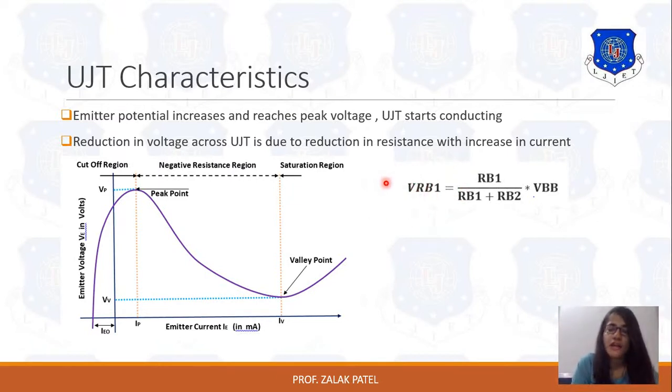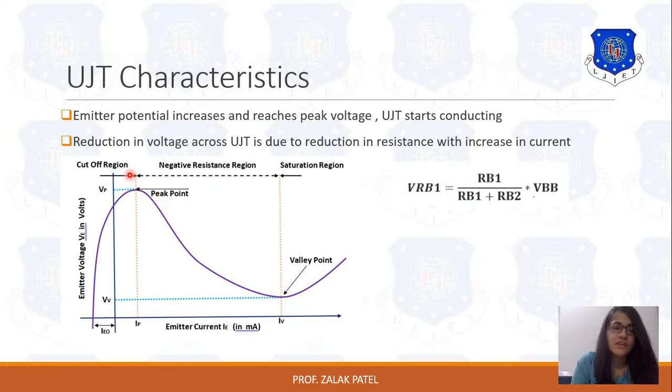Now how does it help in conduction? When this voltage is equal to this factor RB1 upon RB1 plus RB2, which is called eta, the intrinsic stand-off ratio, the peak point is achieved. Up to then the conduction happened, and when this value eta is achieved, after this value it is called the negative resistance region.